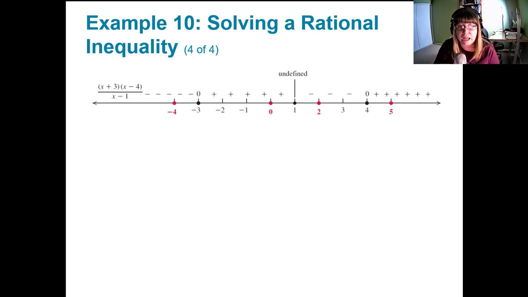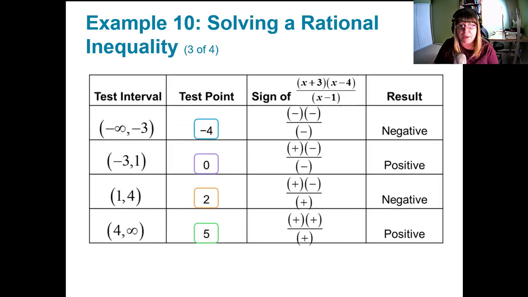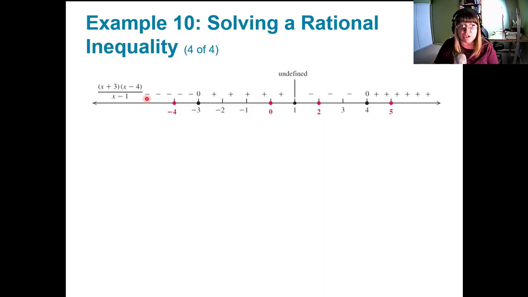Looking at our number line, here's what we got. I had negative, positive, negative, positive. So in region 1, all of it is negative. Region 2, positive. Region 3, negative. And region 4, positive. Keeping in mind that 1 is undefined, and that should be an open circle and not included in your final answer. It has to be a parenthesis there, not a bracket, if it includes 1.